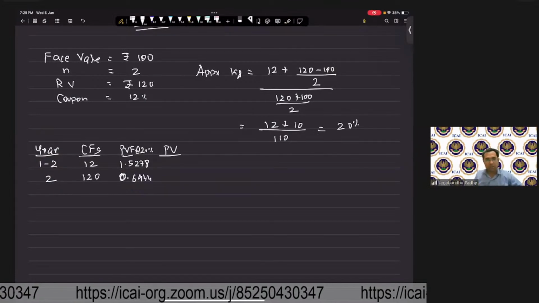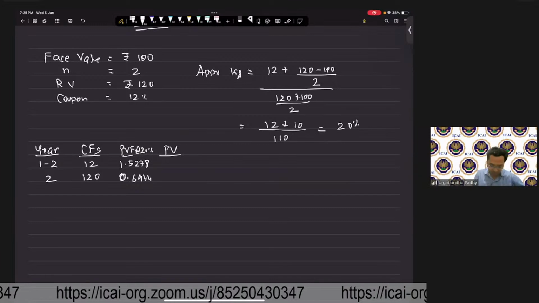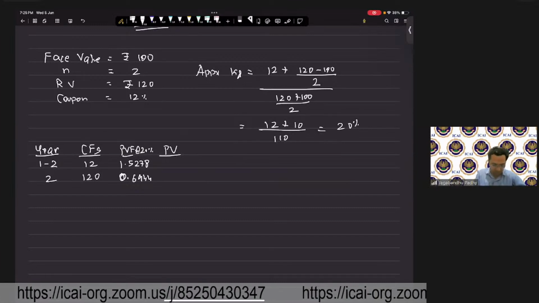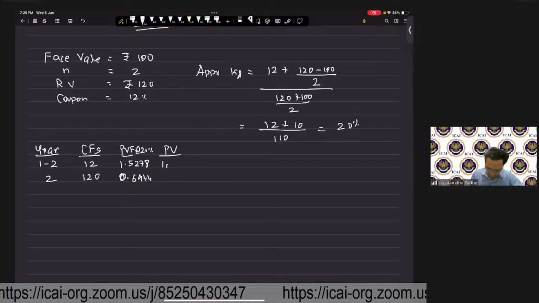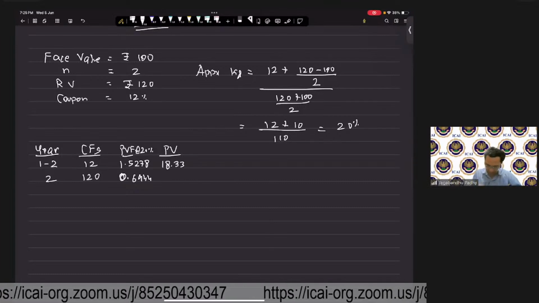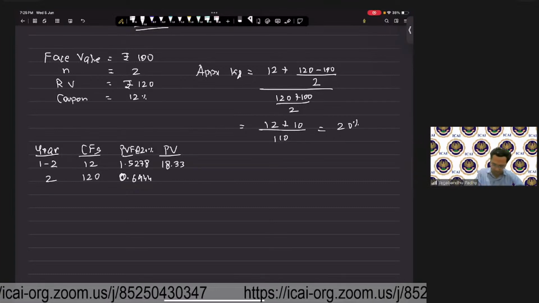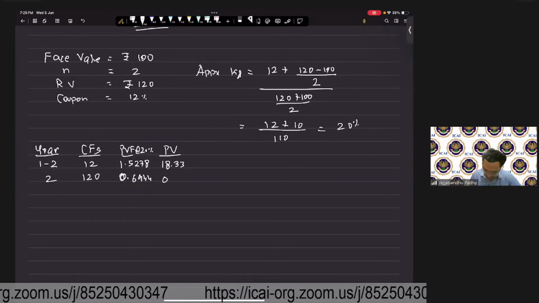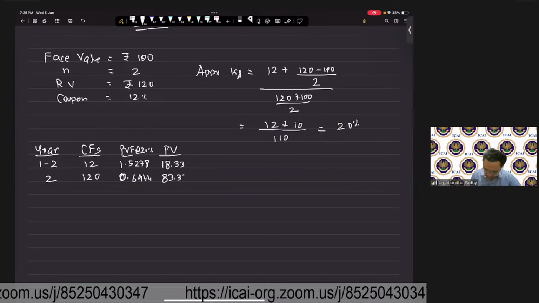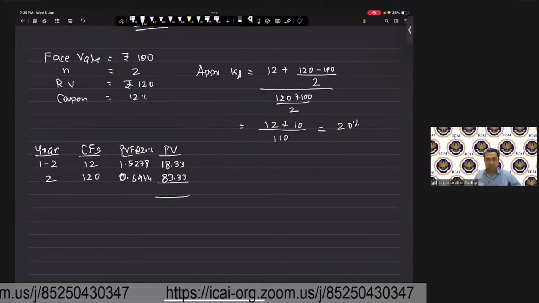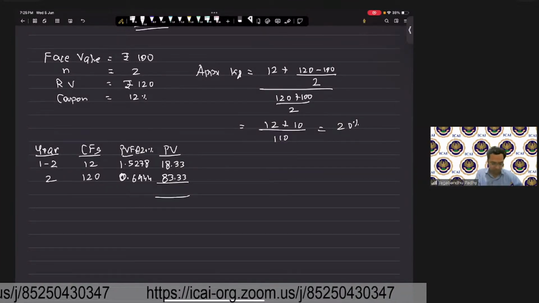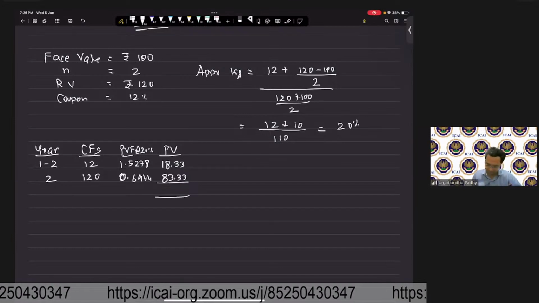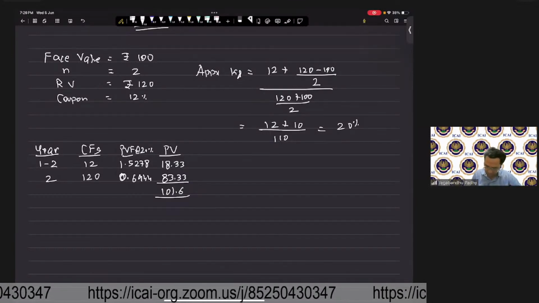We get the present value of the cash flow. So we get the present value of cash flow as 12 multiplied by 1.5278 is 18.33. Then 120 multiplied by 0.6944, which is 83.3. Take a total of both, 18.33 plus 83.3. That is 101 point.